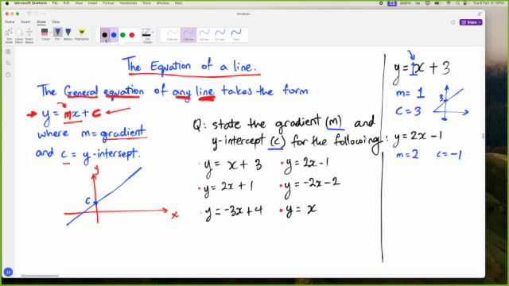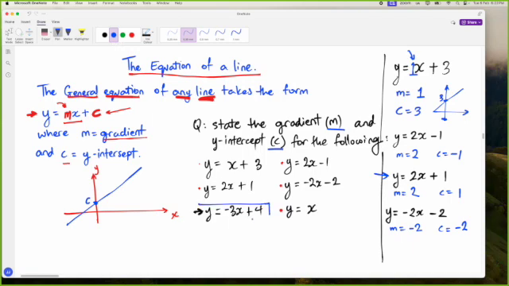Right? We have the next one. Y is equal to 2x plus 1. So what is m and what is c in this equation? Let me show you. Y is equal to negative 2x minus 2. Let's look at this one here. Y is equal to negative 3x plus 4. Let me see. And this is the hardest one, right?